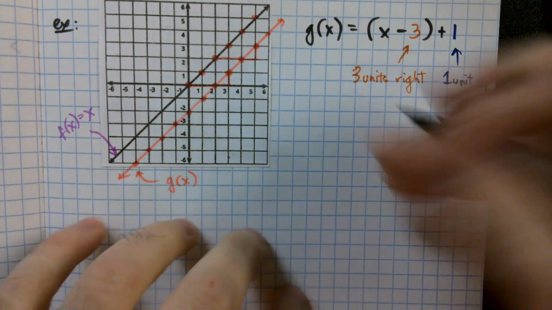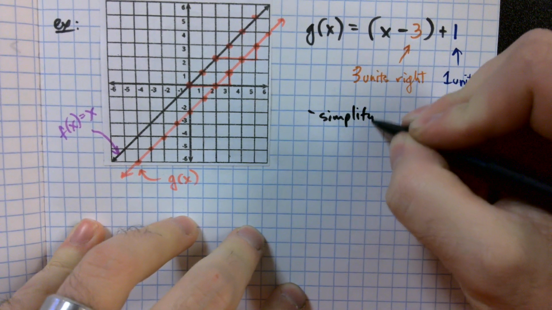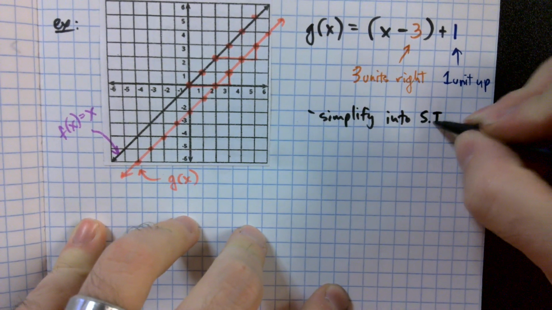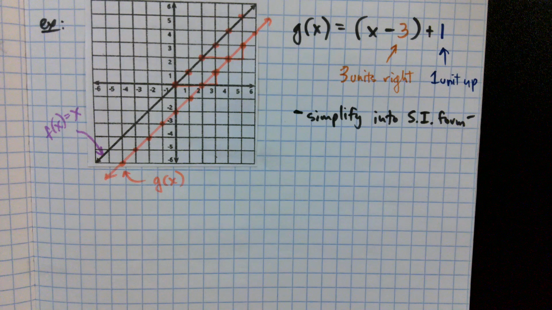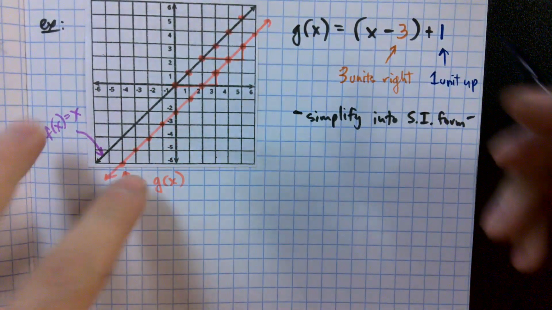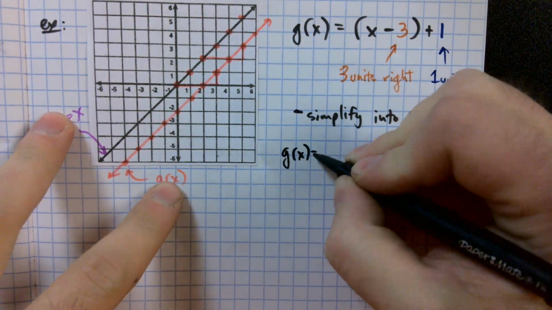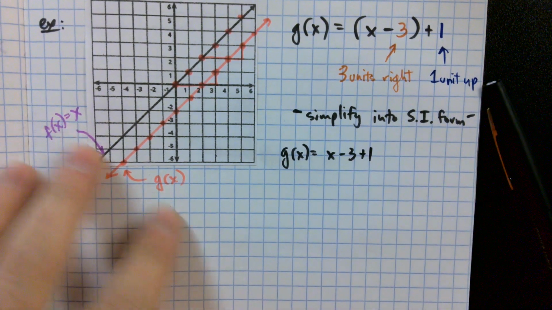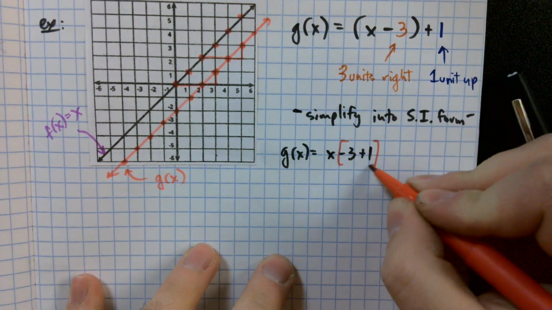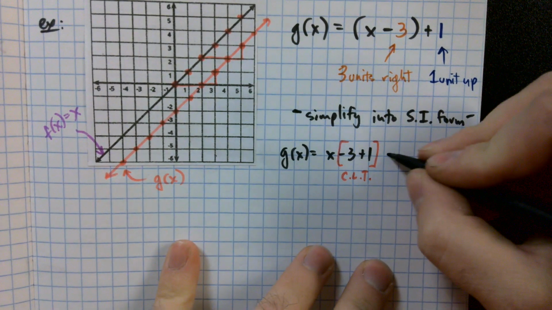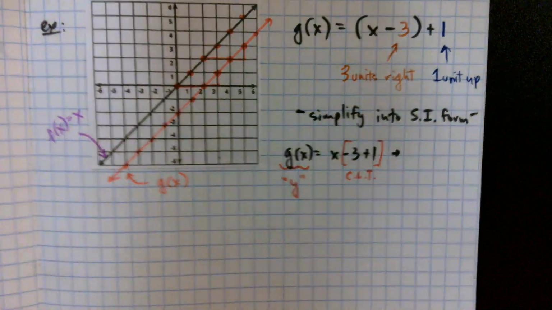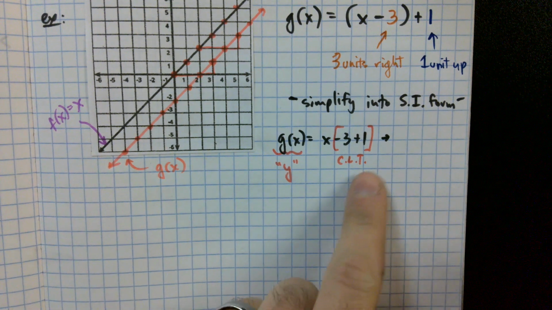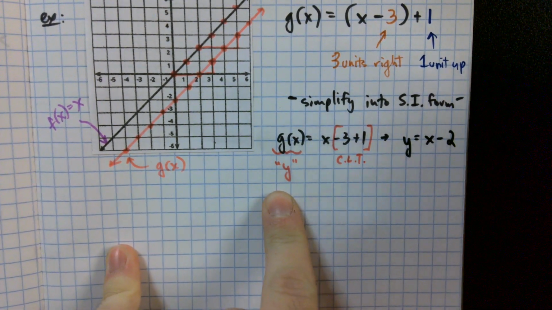Okay, another way that we could go about doing this is just by simplifying into slope-intercept form. Okay, if we break down those parentheses, there's nothing that we're distributing, so we don't really need those parentheses there. If I just get rid of the parentheses, I have what? I have g of x is equal to x minus 3 plus 1. Okay, I can combine these like terms, and g of x is just another word for y. So this turns into y is equal to x minus 2.